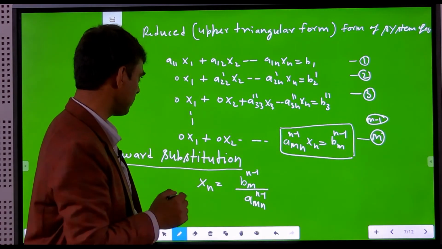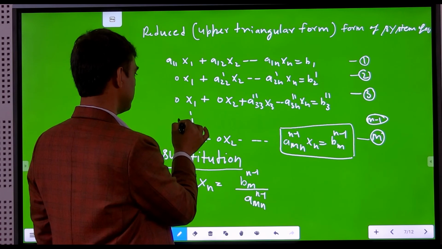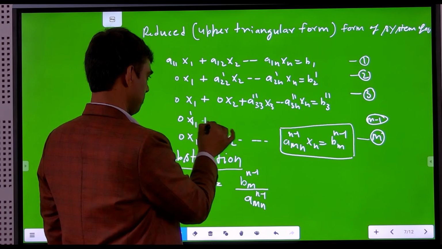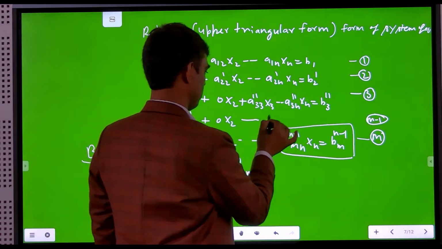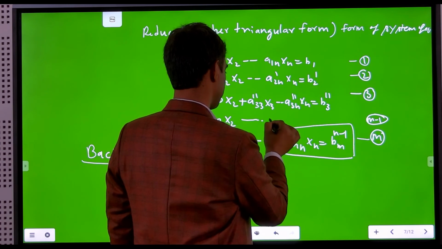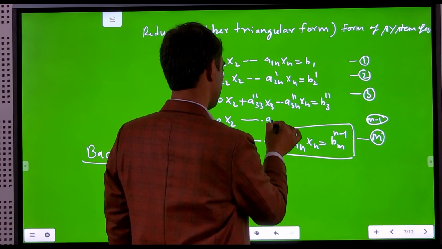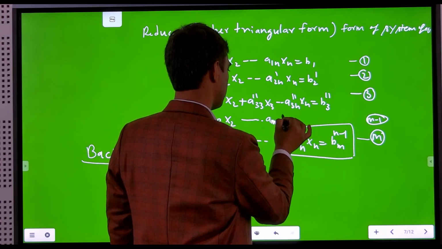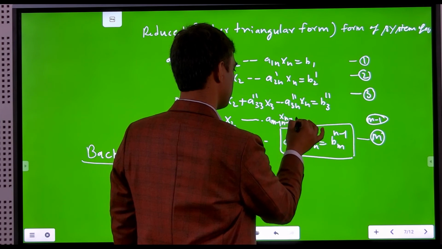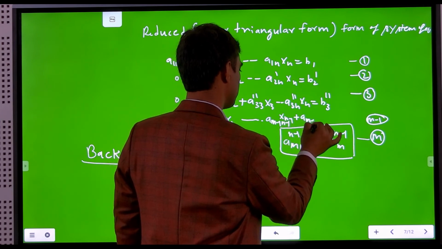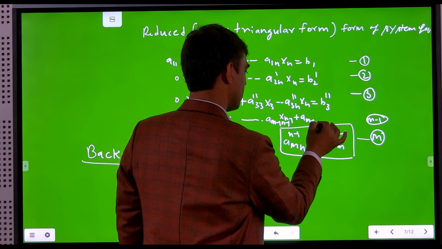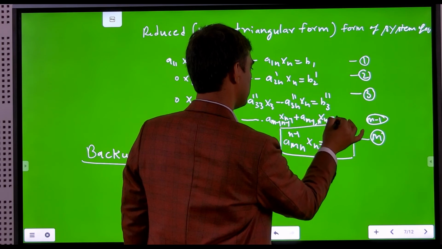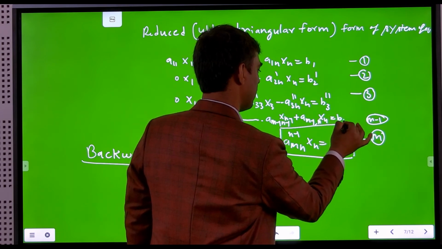Here, suppose we write the m minus 1th equation. Then this one is a_{m-1,1}x1 plus 0x2 up to one term with a_{m-1,n-1}x_{n-1} plus a_{m-1,n}xn equal to b_{m-1}.